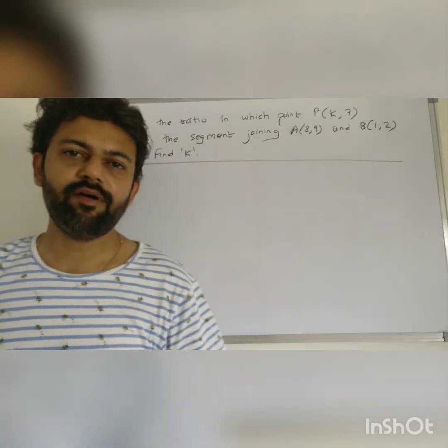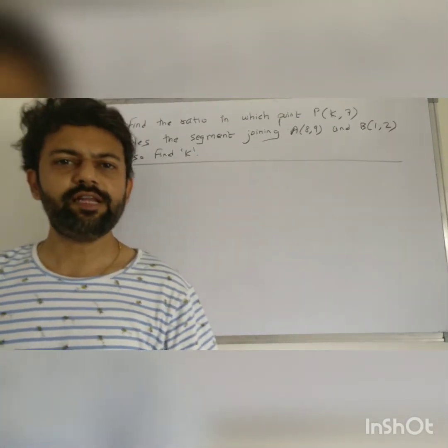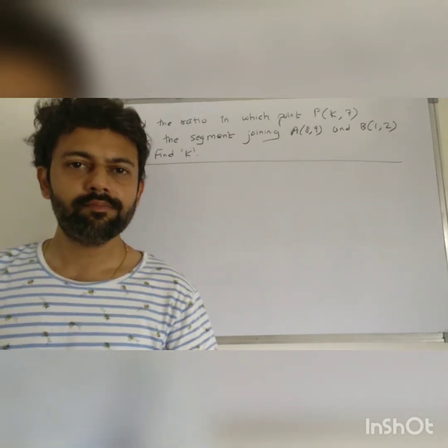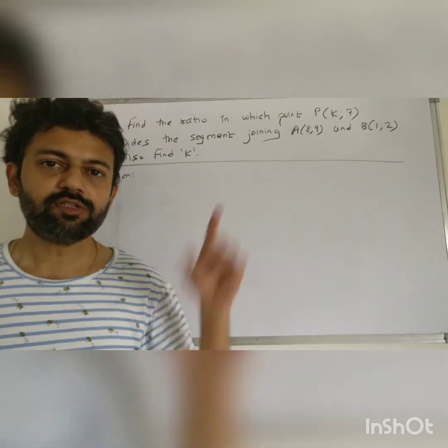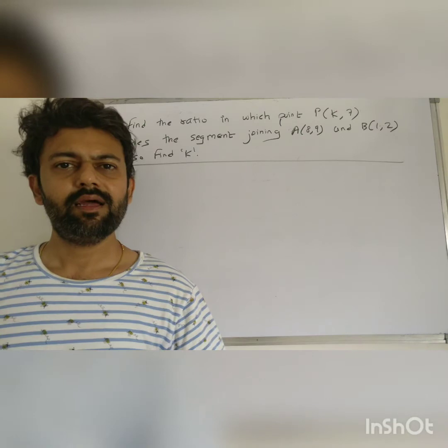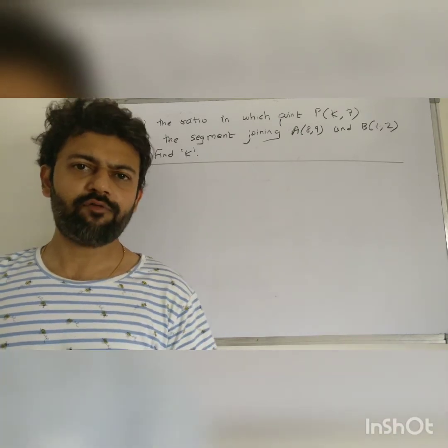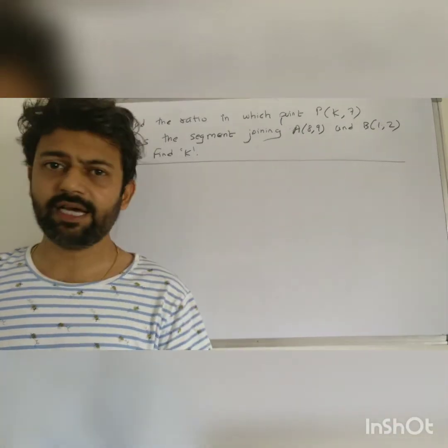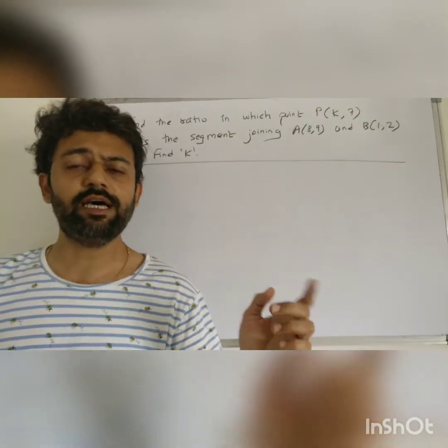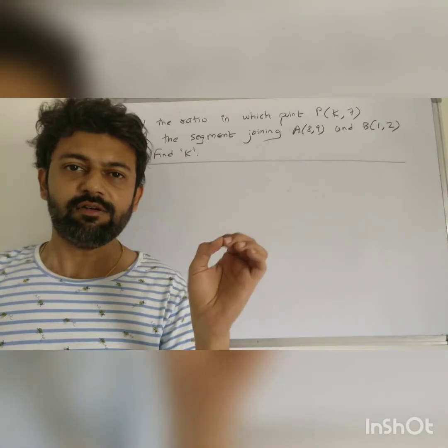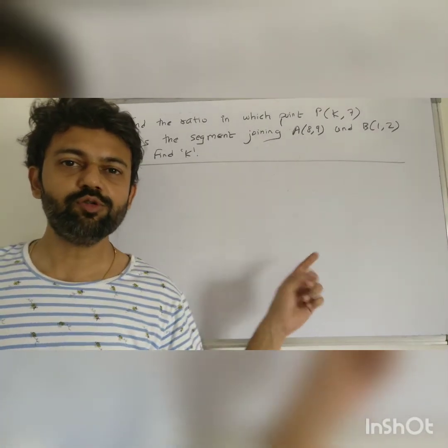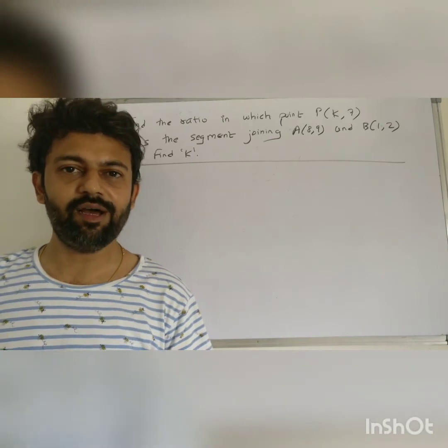In sum number 5, we not only have to find the ratio, but we have to also find the value of one unknown called k. This question number 5 is similar to question number 3, but an extension form of question number 3. In question number 3 we did only one part, meaning the formula has two parts, x is equal to and y is equal to. In question number 3 we solved only x is equal to and got the ratio of m and n. Here we might have to also use the second part of the formula, that is the y formula, to find the value of k.